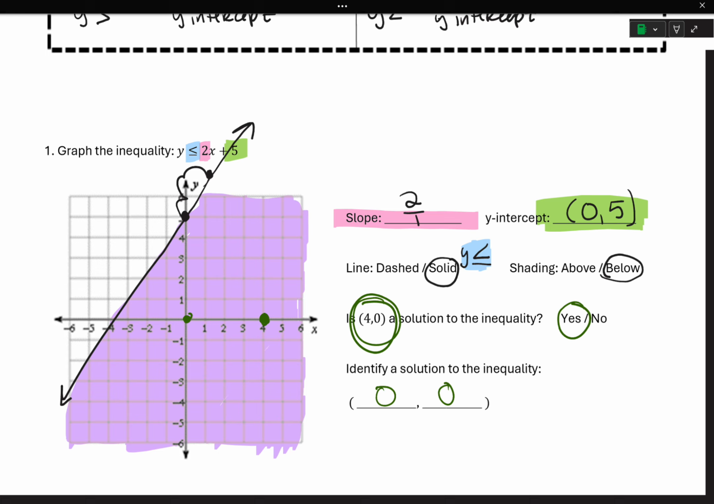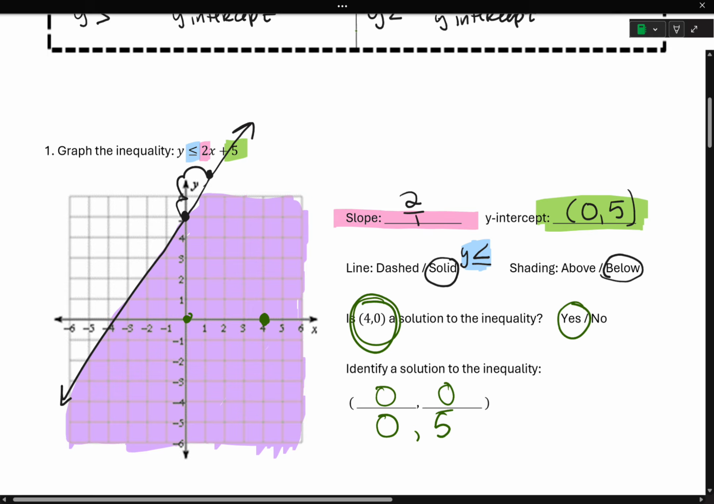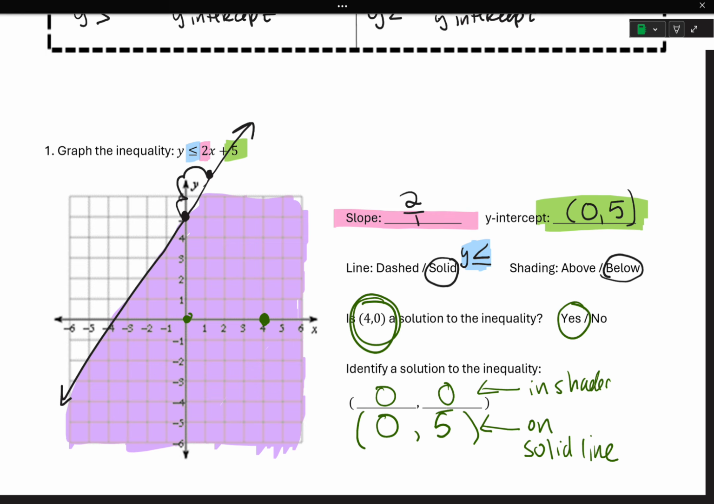One other thing that is a solution is the y-intercept. We could have also said 0, 5. That's for sure a solution because it's on the solid line. On the solid line, in the shaded area. That one is also in the shaded area.